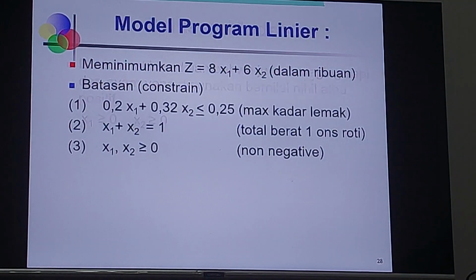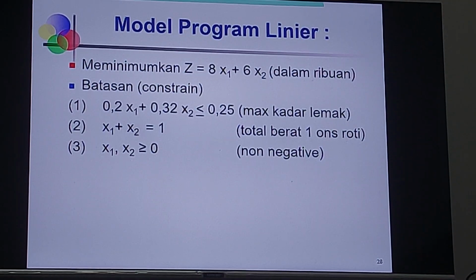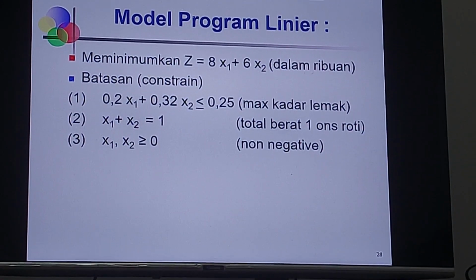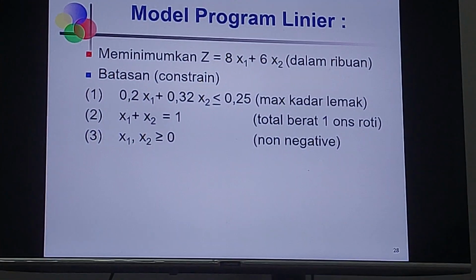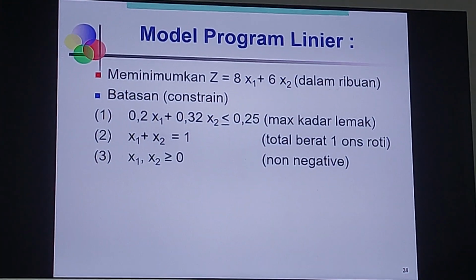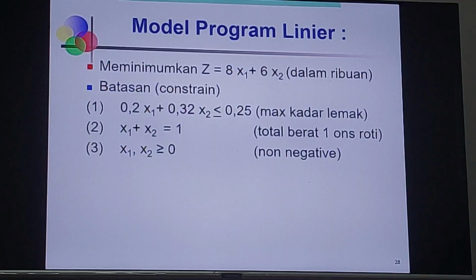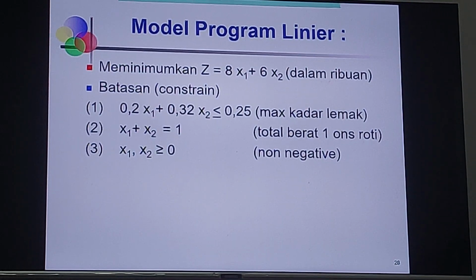So this is: minimize z, min z equals 8x1 plus 6x2, in thousands of rupiah, so you won't forget. It's actually 8,000 and 6,000. And then the first, second, and third constraints. What's the first constraint about? Always about the composition. The second one is about the weight of the meat or the bread in this case, and the non-negative constraint. Any question?